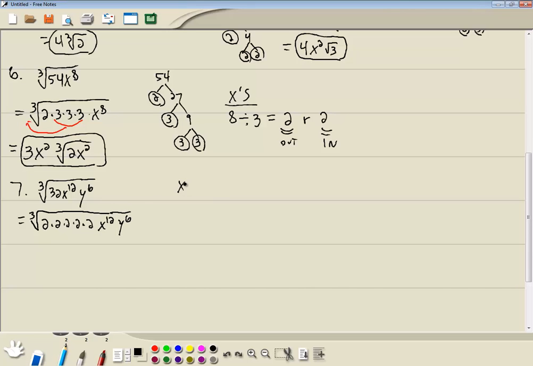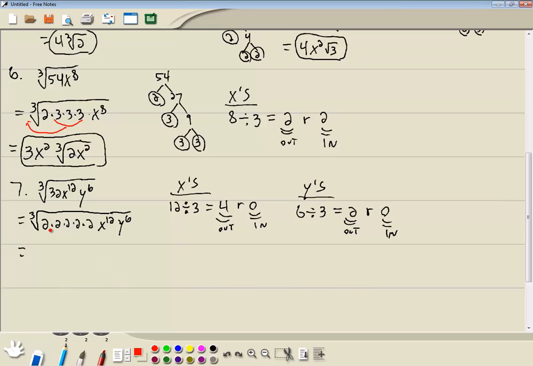Okay, so let's figure out how many x's is going to come out. We take our power, which is 12, divide by our index, which is 3, and that gives us 4 with the remainder of 0. So that means we're going to have 4 x's come out. We'll have no x's remain inside the radical. For our y's, we'll take our power, which is 6, divide by our index, which is 3, gives us 2 with the remainder of 0. This is how many come out, and this is how many stay in.